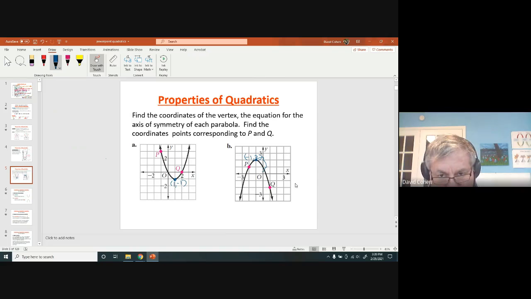Find the coordinate points corresponding to P and Q. You can pause the video here if you'd like to do that, but they also happen to pass through integer values of our ordered pairs. Okay.